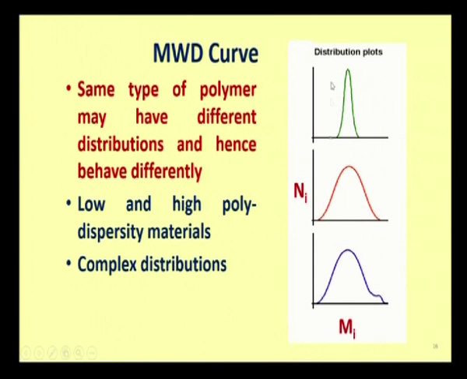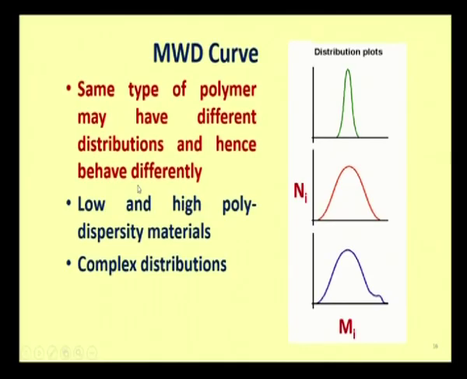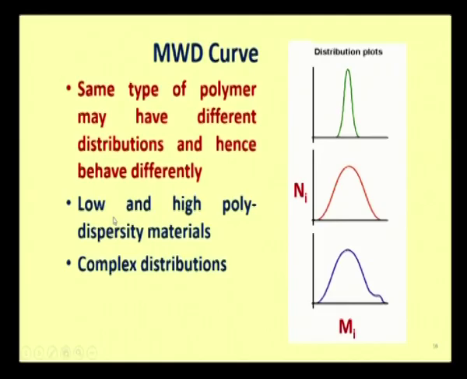So, the curve gives a fair idea about the dispersion or the dispersity nature of the polymer molecules available in the sample. Same type of polymers may have different distributions and hence may behave differently. So, what is the use of knowing this distribution curve? When you analyze the curves, it gives a fair idea about the properties of the polymers. Why do they behave differently? When they have different types of curves, their properties are different from each other, although the polymer structure or the chemical structure is the same.